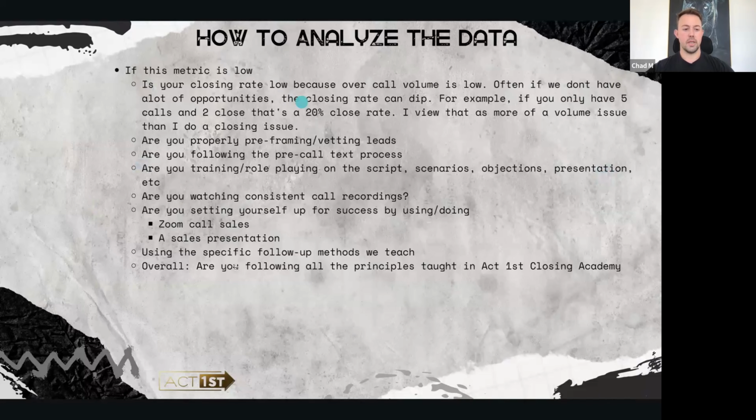So if this metric is low, there are a lot of things that go into it, right? Is your closing rate low because overall call volume is low? Often, if we don't have a lot of opportunities, the close rate can dip. For example, if you only have 5 calls and 2 of them close, that's a 20% close rate. I don't view that necessarily as a closing problem. I view that as a not-enough-opportunities problem, okay? Now, another one is, are you properly pre-framing and vetting leads? Are you following the pre-call text protocol?